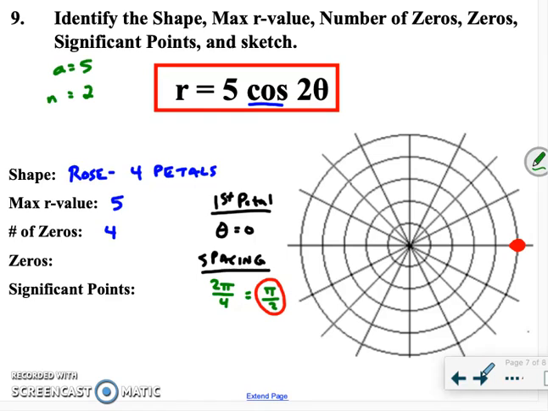So what that means for us is that if my first petal is at 0, plus pi over 2 I have my second petal, plus pi over 2 I have my third petal, plus pi over 2 I have my fourth petal, and plus pi over 2 we're right back to where we started.